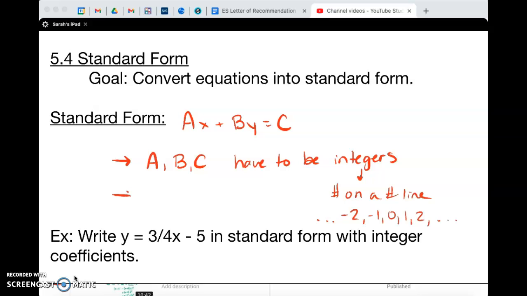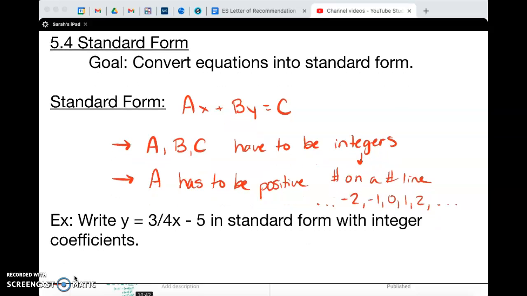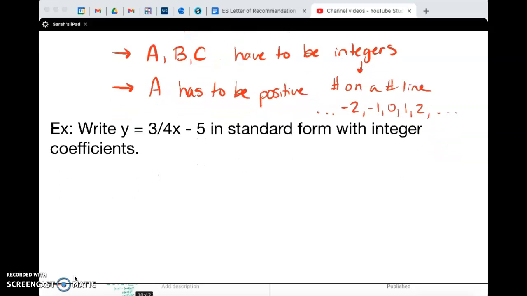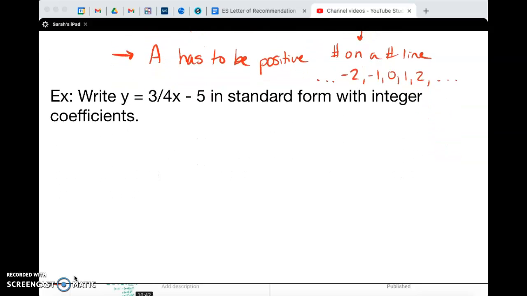We have a second restriction. A has to be positive. If it's negative, then we're going to have to figure out how to change it to a positive number. When we're working with standard form, you're either going to be given the line and have to rewrite it to standard form, or for given information, we're going to have to start in point slope or slope intercept form and then convert to standard form. So it's a lot of what we've already been doing. We're just doing more with it.